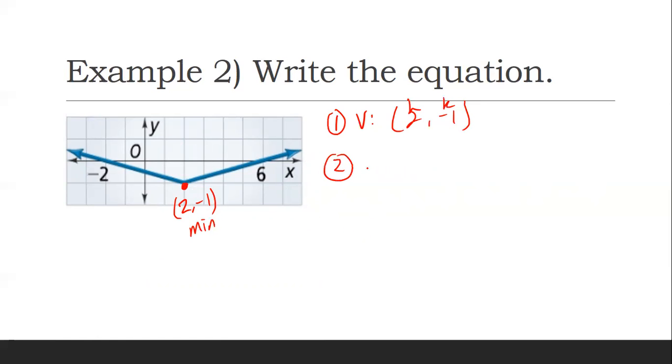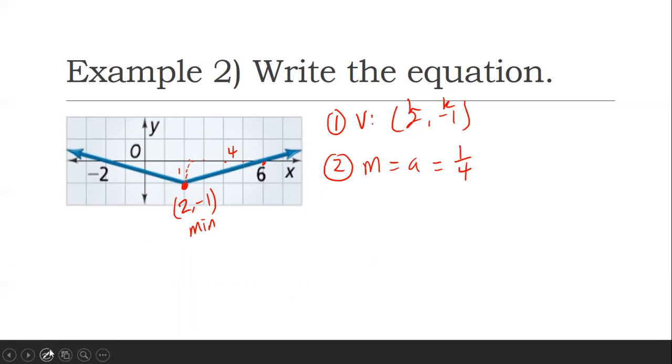Step 2 is to find your slope, which equals your a. So from here to here, I'm going to go up. I rise 1, agree? And then I go 1, 2, 3, 4 to the right. So therefore my slope is 1/4.